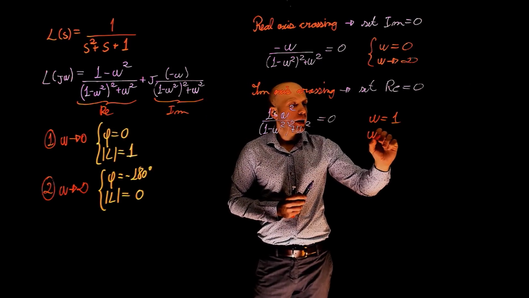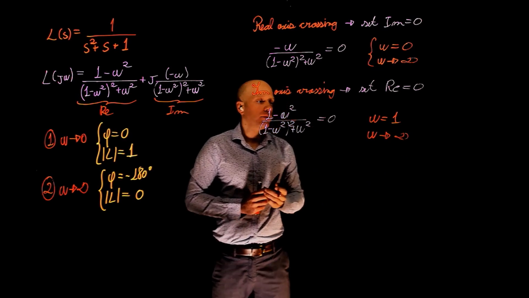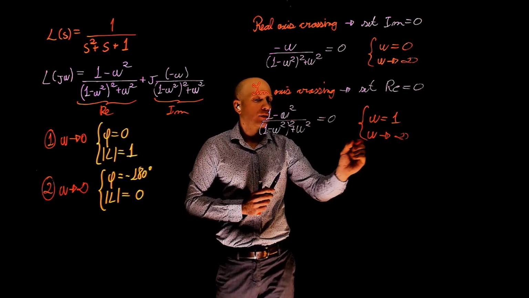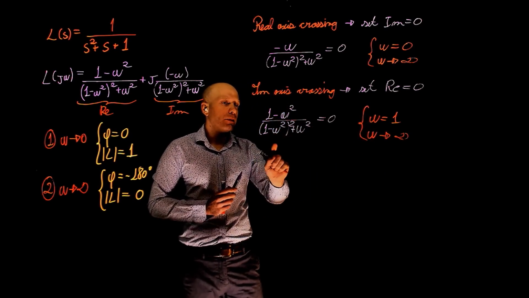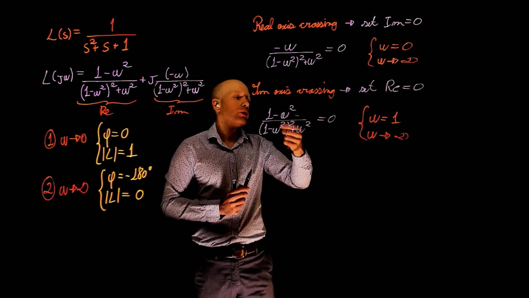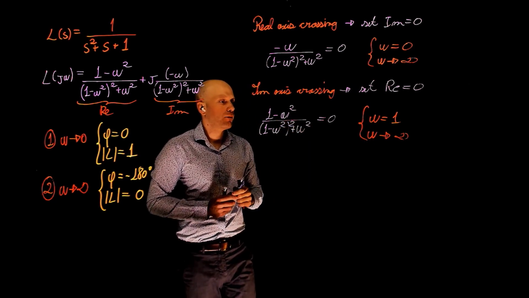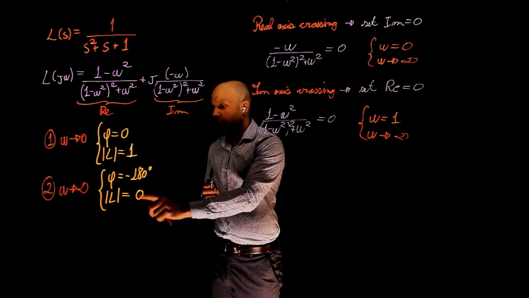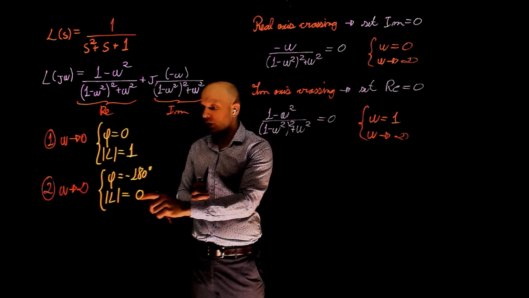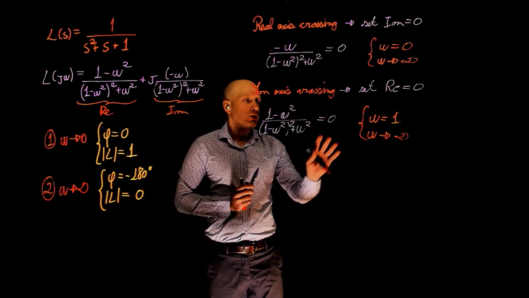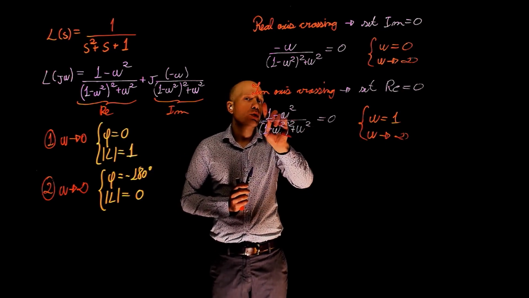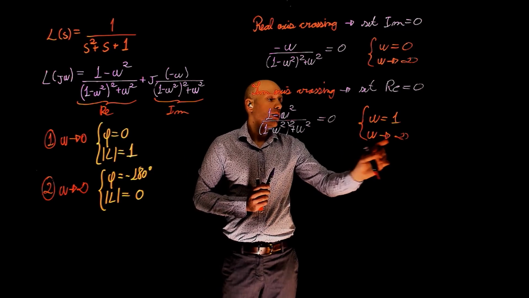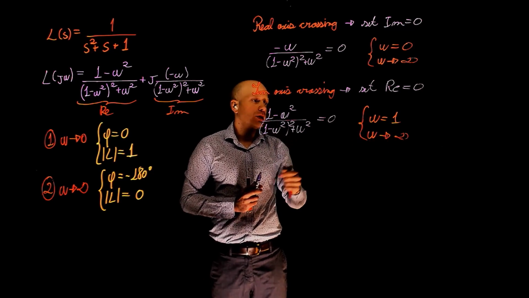Or if omega tends to infinity, this will make the denominator very large, much larger than the numerator, and the entire fraction goes to 0. Omega tending to infinity was found here, phase negative 180 degrees and the magnitude of 0. So these are the points where we'll cross the imaginary axis. When omega tends to infinity, it will simply tend to 0.